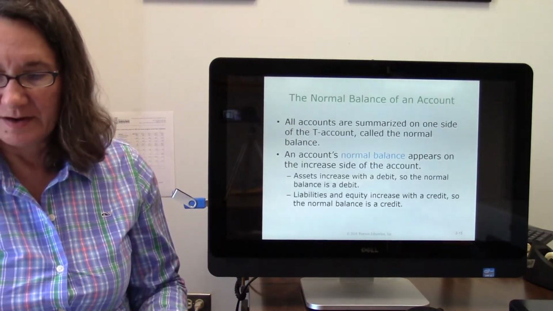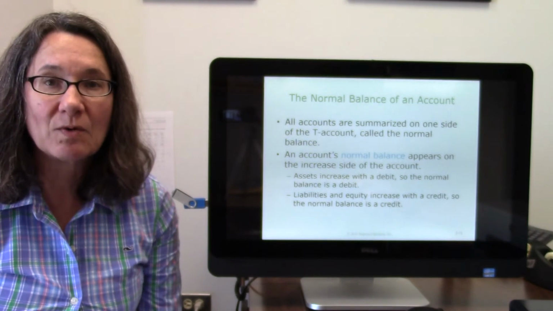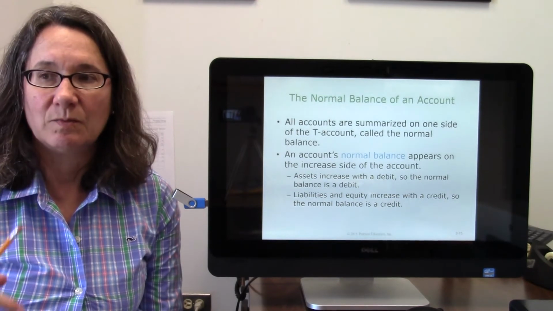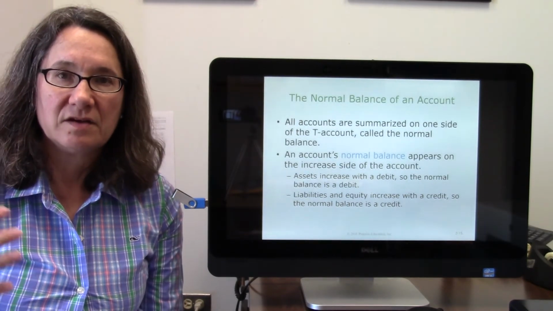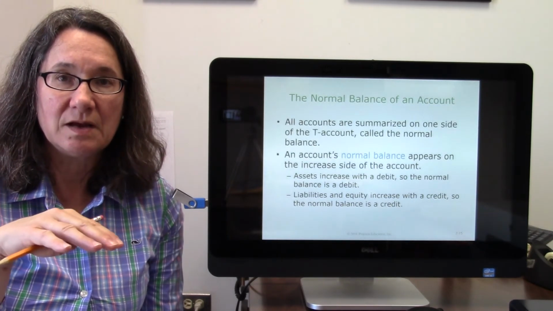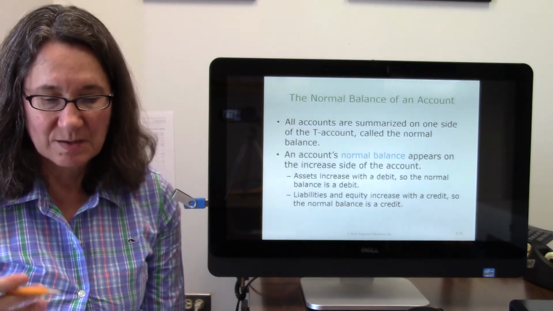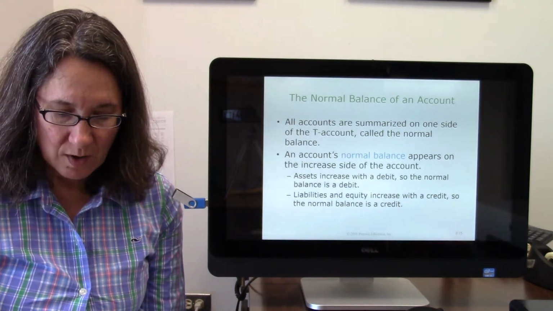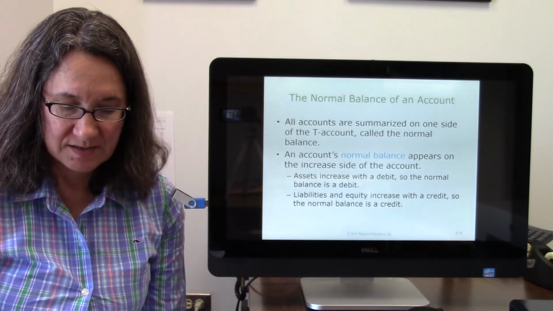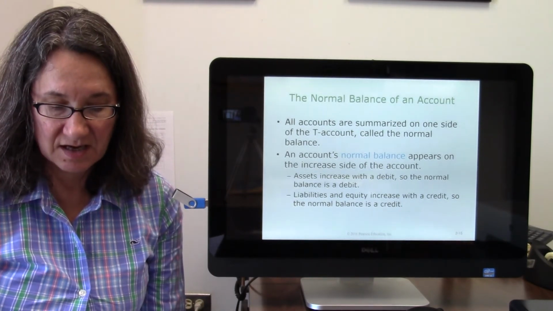Let's talk for a minute about something called a normal balance. All accounts have a normal balance. So think about if you're keeping track of some accounts, right? Keeping track of cash and accounts receivable and accounts payable and common stock. You're keeping track of all these accounts. An account is going to be normally a credit balance or normally a debit, right? There's typically some way you keep track of it. An account's normal balance is on the side of the account that increases the account, right?